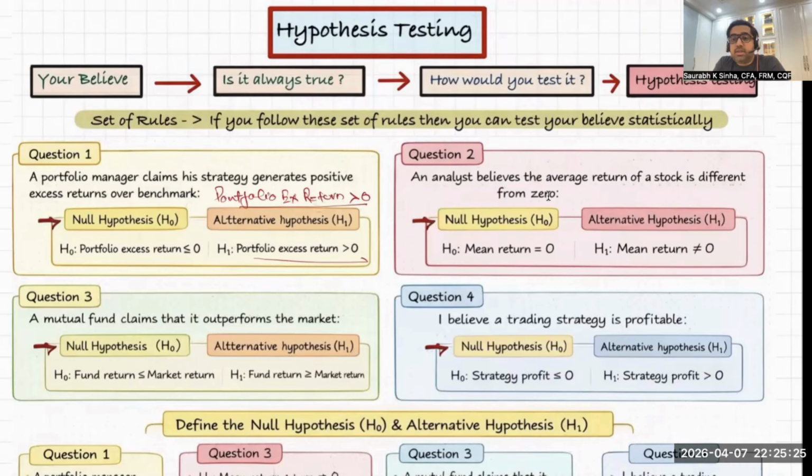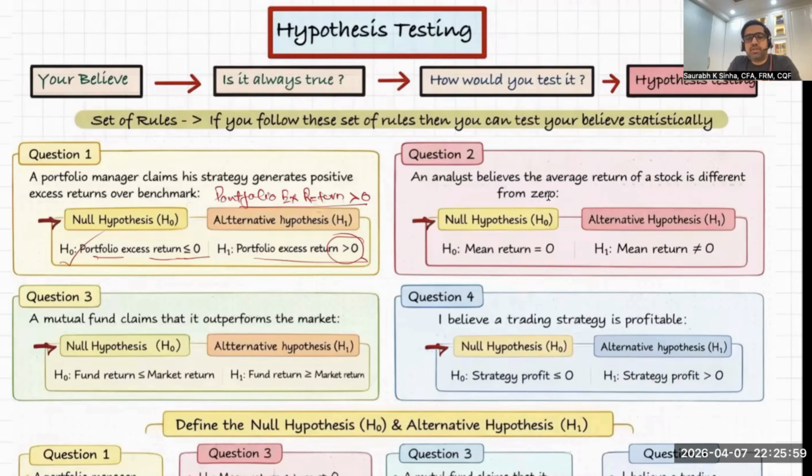And what would be the null hypothesis? The contradictory statement. The contradictory statement is always going to be the complementary statement. The contradictory statement is going to be the null hypothesis. So what is the exact opposite of greater than zero? Less than or equal to zero. So portfolio excess return is less than or equal to zero. That is your null hypothesis. And that is how you define alternate hypothesis and null hypothesis.